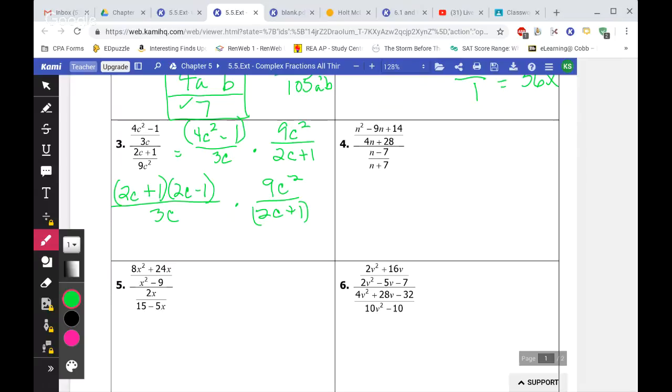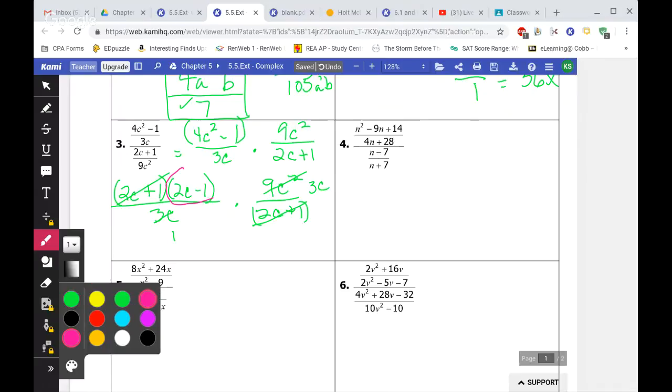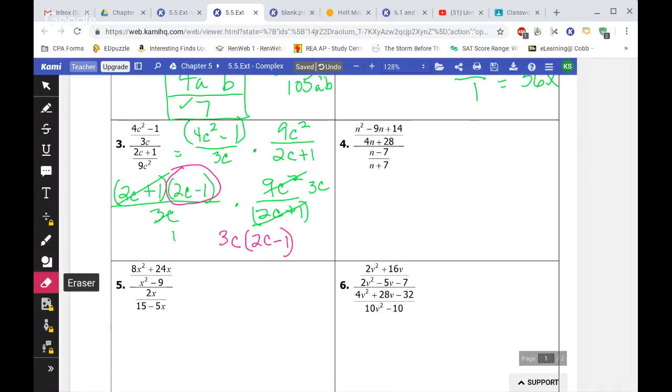So what do we have that can cancel? 2c plus 1. And then we have 3c. We'll go into 9c squared and leave 3c left because 3 goes into 9 with 3 left over. And there's 1c in c squared, which leaves a c left. So now what do we have left on the top? We have a 2c minus 1 and a 3c all over 1. 3c times 2c minus 1. Just going to erase that. And that is your final answer.